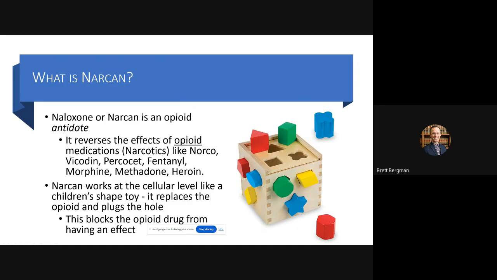So Narcan, I think the way to think of this, it's an antidote. It reverses the effect of opioids. And it is kind of like the children's shake toys. So all of our cells have different receptors on them, and opioids will bind to some of those receptors. The way that Narcan works at the cellular level is that it goes in and plugs those holes. And so when the Narcan has plugged those holes, that opioid drug has nowhere to interact with the cell. And so that is how Narcan effectively reverses the opioid overdose.